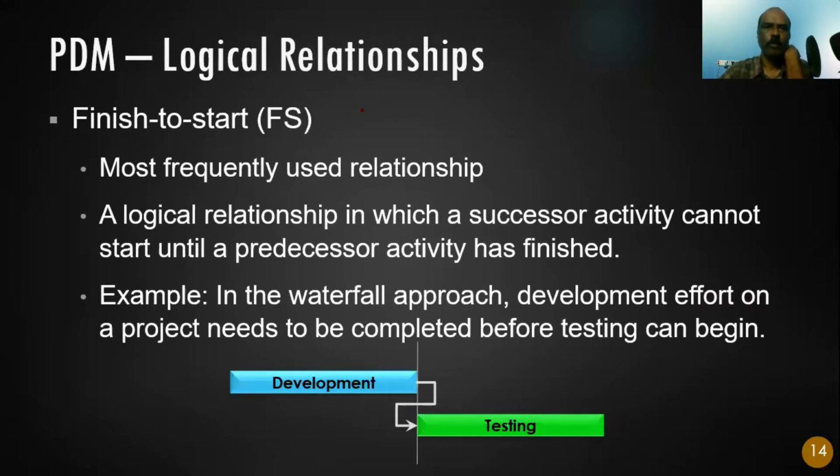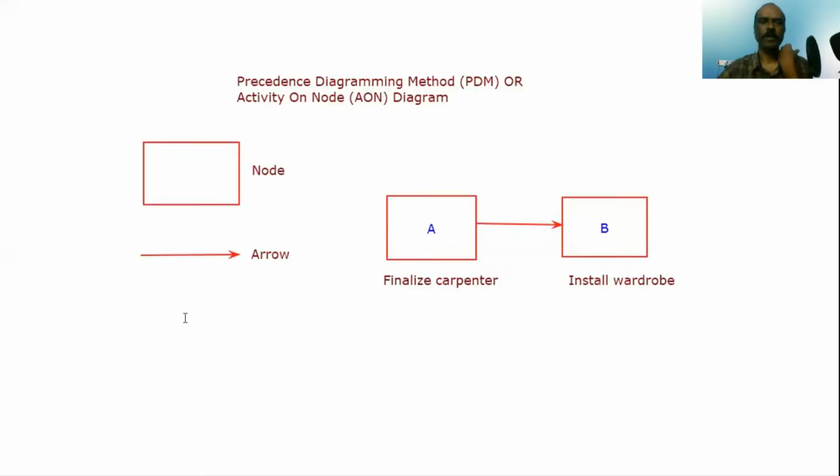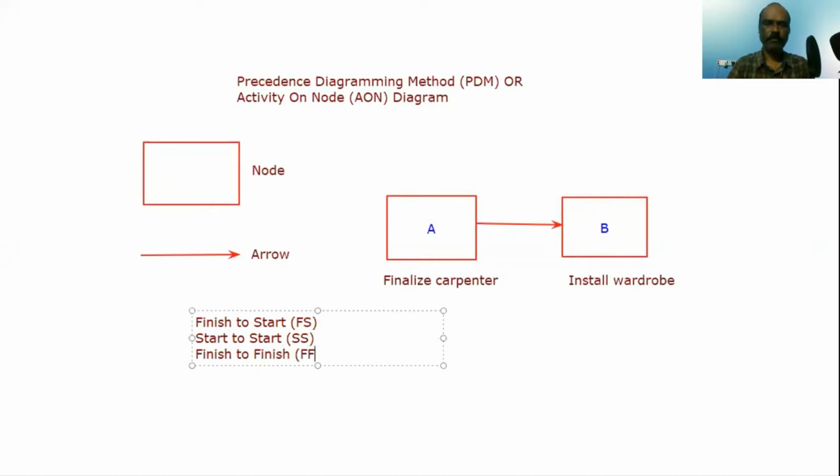Now the next thing we want to focus on is the four kinds of relationship between activities. What are the four kinds of relationships? We have finish to start, or FS. We have start to start, SS. Finish to finish, or FF, and then finally start to finish, SF. So the relationship between two activities you can represent using any of these four relationships.